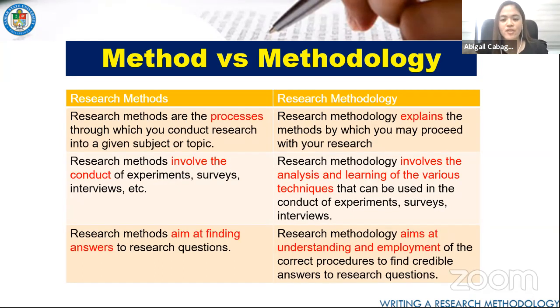So the methodology explains the reason, or the rationale, behind your research. Research methods also involve the conduct of experiments, surveys, and interviews. Well, research methodology involves the analysis and learning of the various techniques that can be used in the conduct of experiments, surveys, and interviews. The research methods also aim at finding answers to research questions.